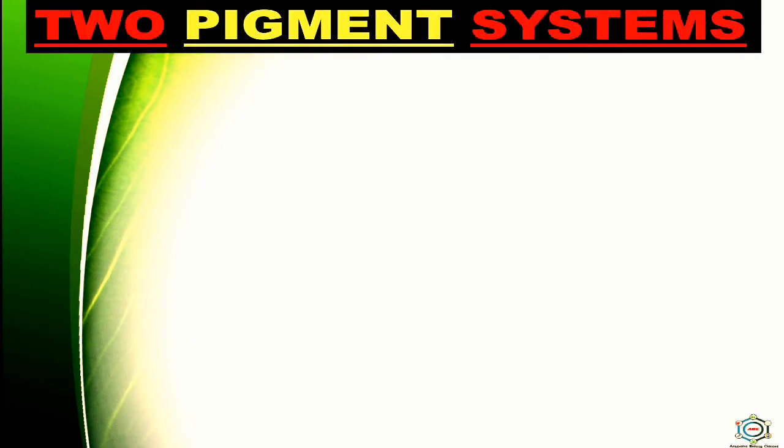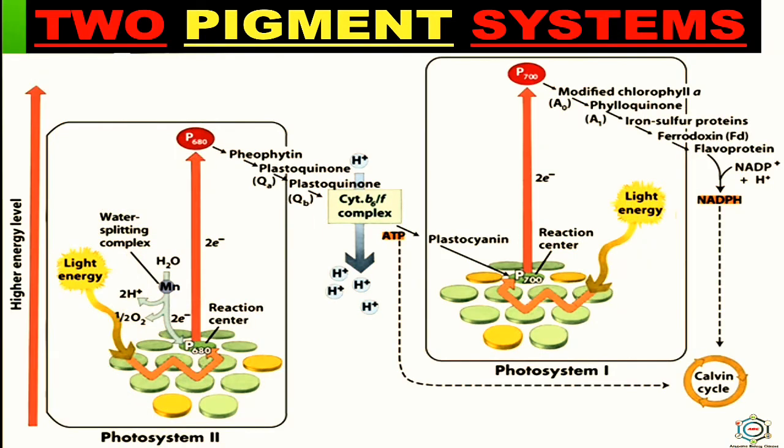Now, after this, the two pigment systems. So what are the two pigment systems? The light reaction of photosynthesis involves the participation of two separate pigment systems of the photosystem, that is, pigment system first (photosystem I) and pigment system second (photosystem II).